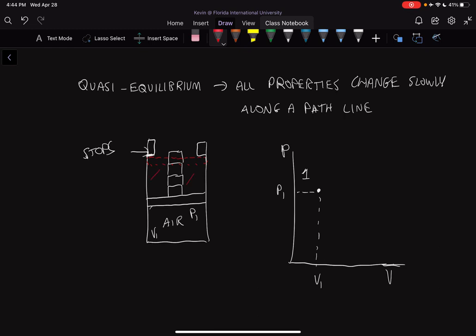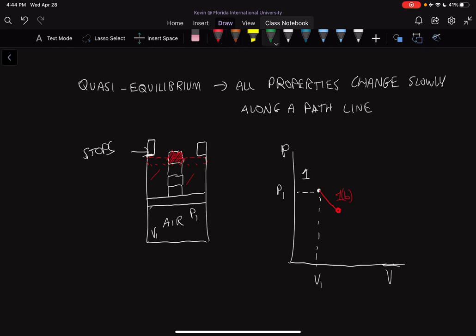Okay, so the idea is we start at point 1, and then we say, what happens if we take 1 block off at a time? If we take 1 block off at a time, this process is going to go from 1 to 1B, for example. Okay, we're going to take out this block.